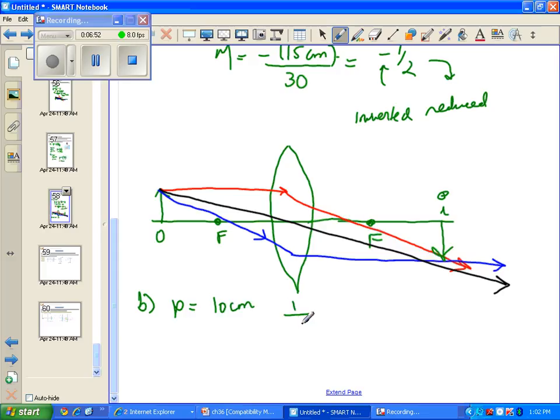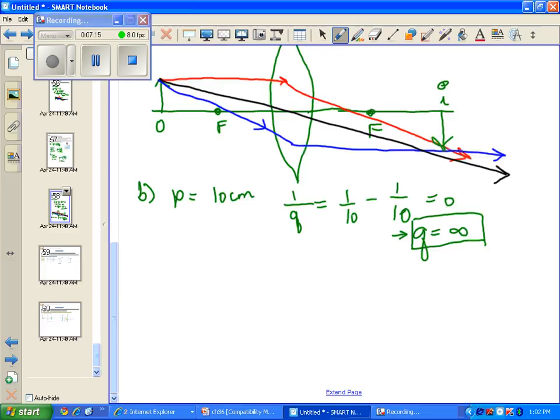The lens equation tells us 1 over Q equals 1 over F, 1 over 10, minus 1 over P, 1 over 10. Well, that gives us 0, which implies Q is equal to infinity. We can't form an image because our object will be invisible. And so we can't proceed any further. C, P is equal to 5 centimeters.